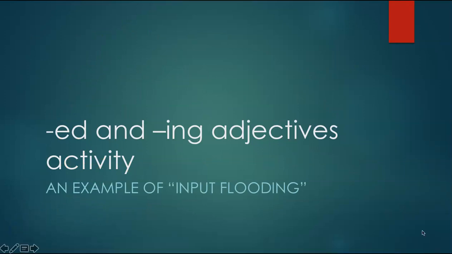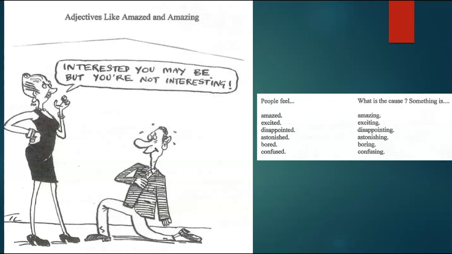So I'm going to give you an example of input flooding. You're going to see here, this is an example of trying to teach students the difference between adjectives that have an ed form and an ing form, adjectives like amazed and amazing, or interested and interesting. So a funny image like this can make clear the explanation of the difference between adjectives that have an ed version and an ing version.